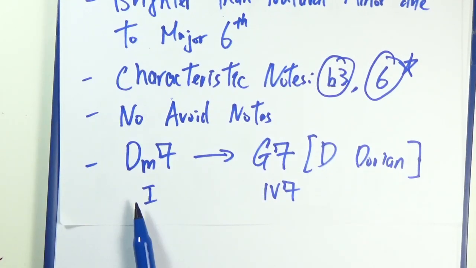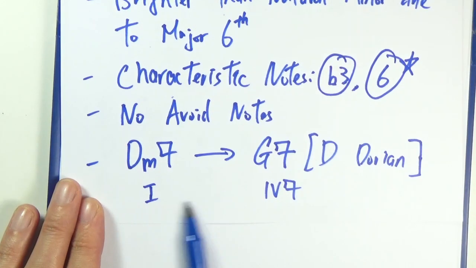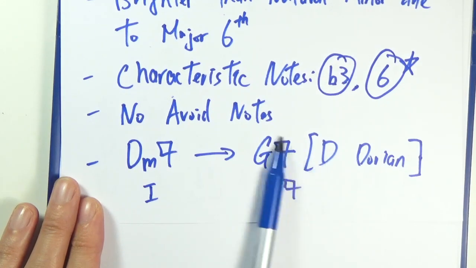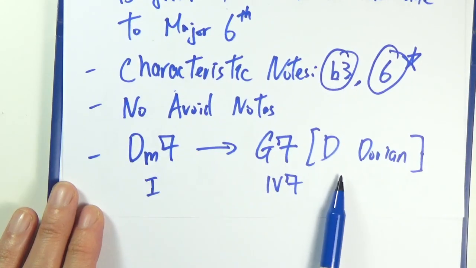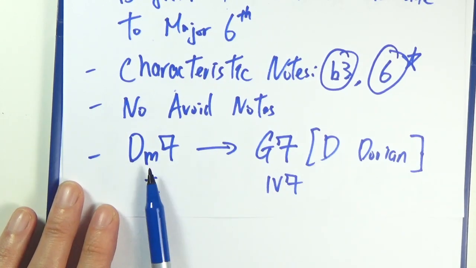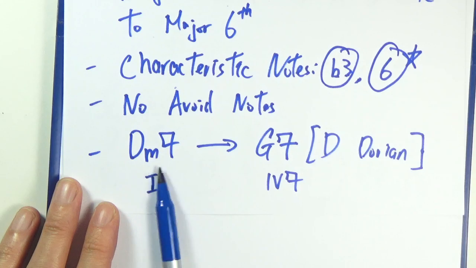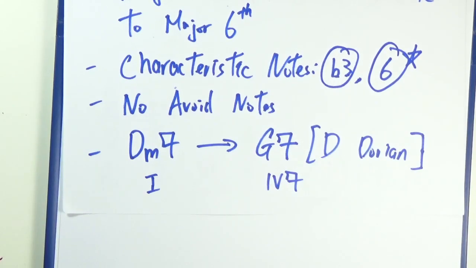And you have this typical chord progression, D minor 7 going into G dominant 7. So the one chord going into the 4, and you make it the dominant 7 chord. That's a typical Dorian chord progression. Say if we're in D Dorian, then you can have a chord progression that goes from D minor 7 to G dominant 7. We will talk about that in the upcoming videos.